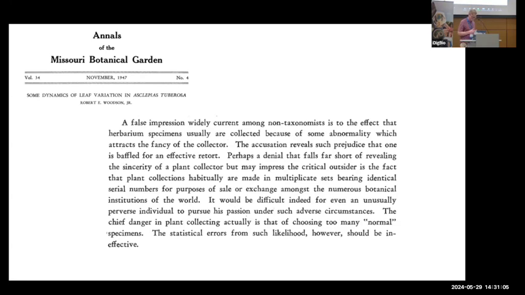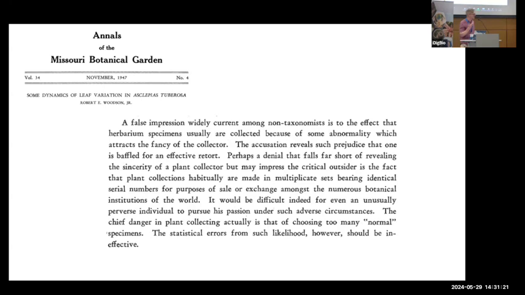Don't you love this? I love it. The chief danger in plant collecting actually is that of choosing too many "normal" specimens. The statistical errors from such likelihood, however, should be ineffective. Anyway, thanks for letting me read that, because I thought it's a really interesting point.